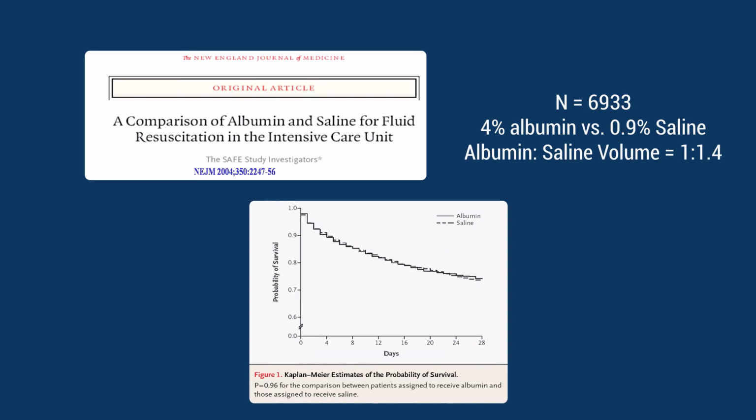This study is largely quoted to say that albumin and saline are equivalent and therefore saline could be comfortably used for resuscitation. It is also used to argue the other point of view that albumin is relatively safe compared to the discussions that originally said that it increased mortality, and therefore albumin can be safely used for resuscitation. However, there are important points that need to be noted here.